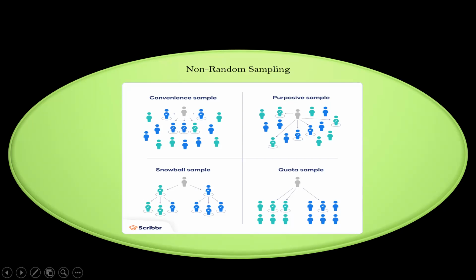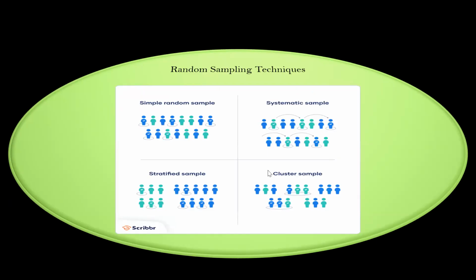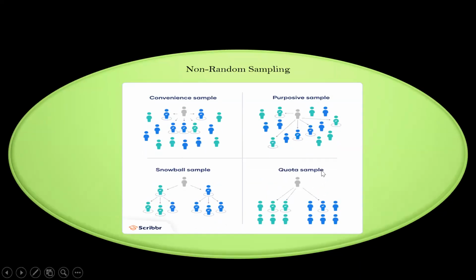Quota sampling is a lot like stratified, except it is non-random in nature. And so your boss may say, go out there and interview 10 Republicans and 10 Democrats. And of course, the people you get to interview is not going to be random. It's going to be the first 10 who are willing to talk to you. And so that's simple quota.